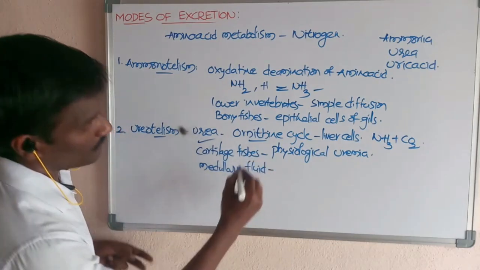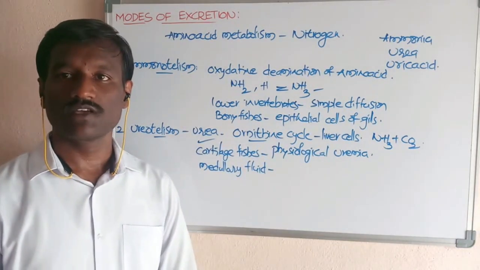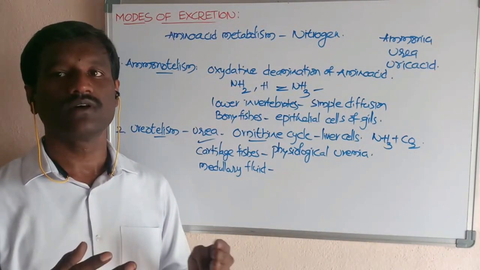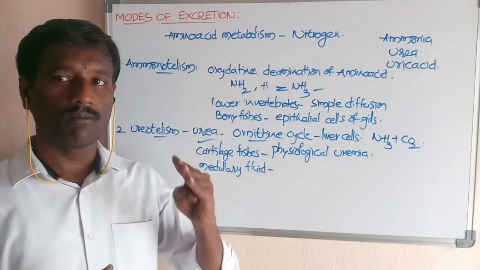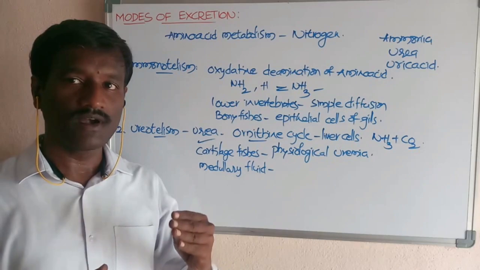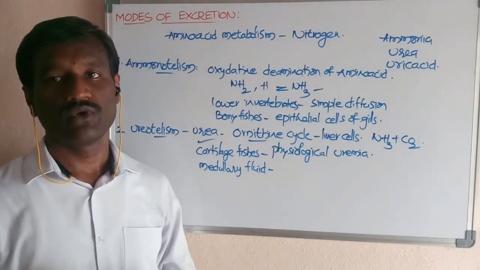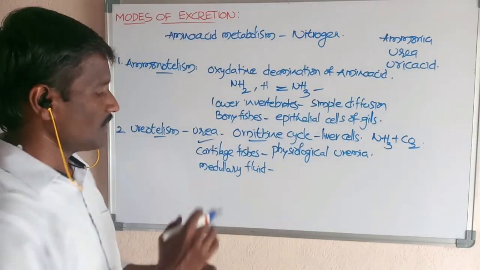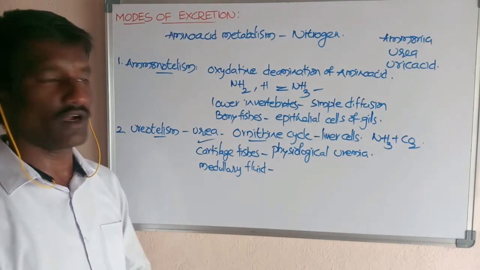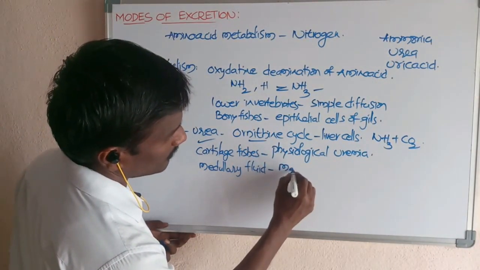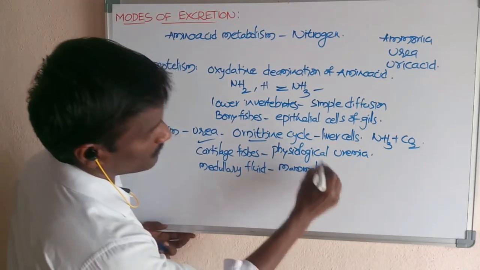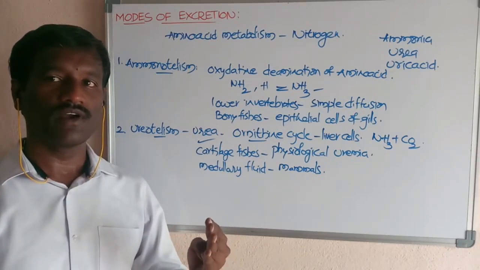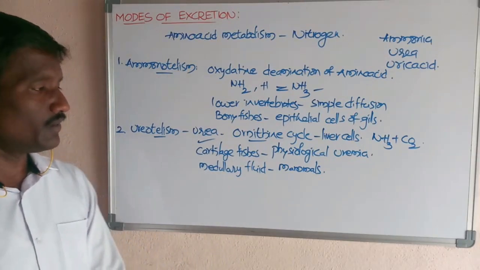fluid. What is the meaning of medullary fluid? The space between the renal tubule or the loop of Henle with fluid is called medullary fluid. Medullary fluid also stores urea in mammals to maintain osmolarity at that region.